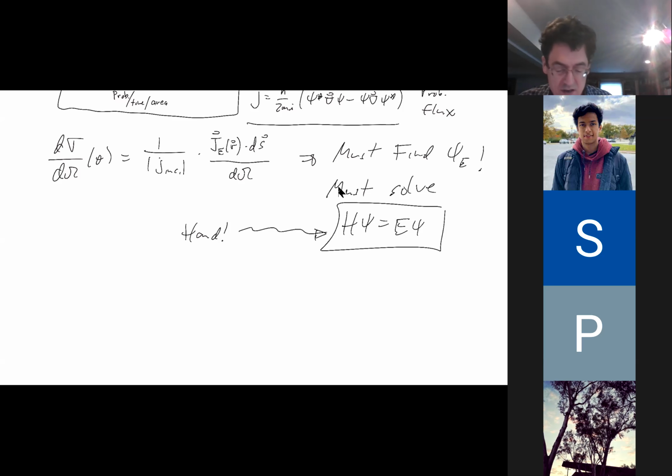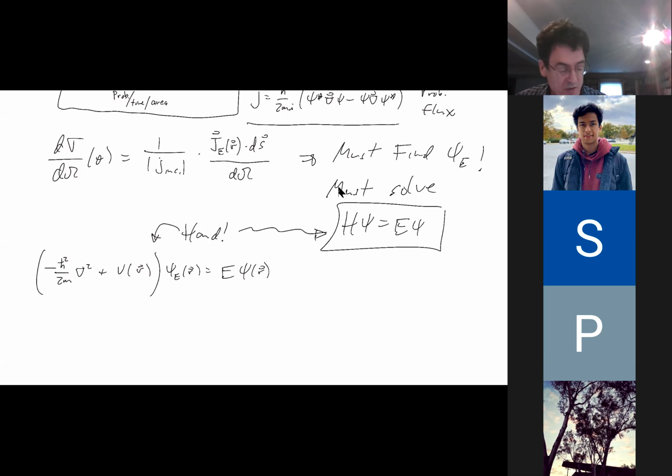And so how do we do it? Let's write it down. So H psi is just the same old Schrodinger equation that you've seen before. Negative ħ squared over 2m del squared plus V of r, the potential, times the wave function, psi_E of r, is equal to E psi of r. Okay, so it's a hard differential equation. It's hard to solve. And so how are we going to do it?